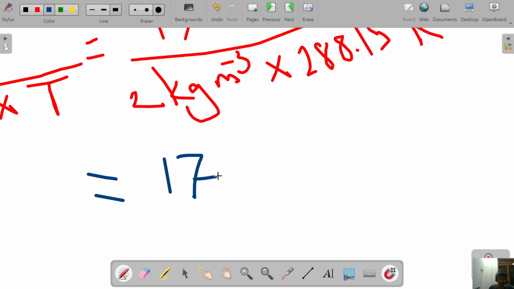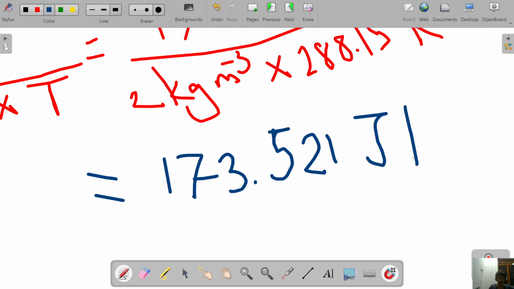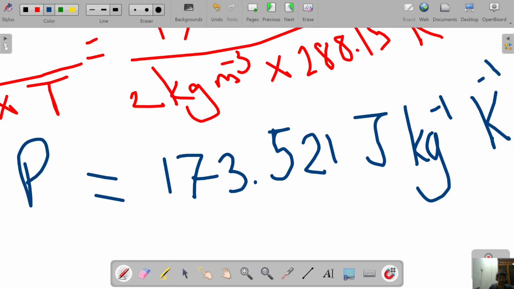The result is 173.521 joule kilogram minus 1 Kelvin minus 1. This is the final answer we have to find. This is the R, which is the characteristic gas constant. This is the final answer: 173.521 joule kilogram minus 1 Kelvin minus 1.